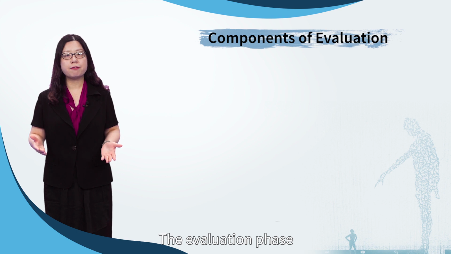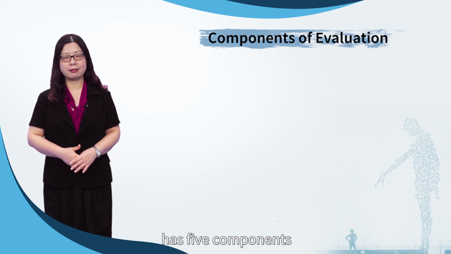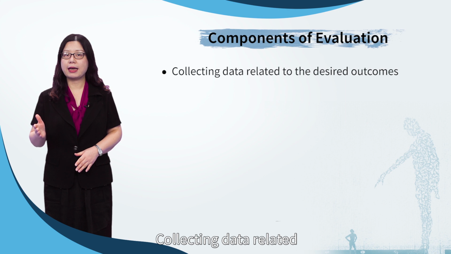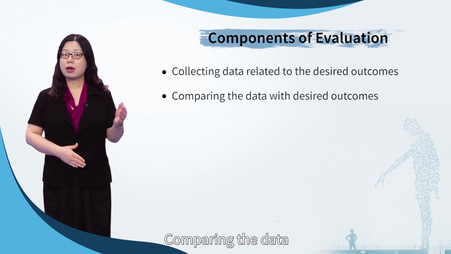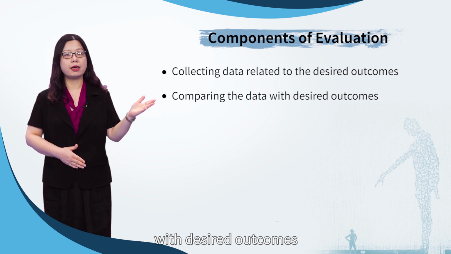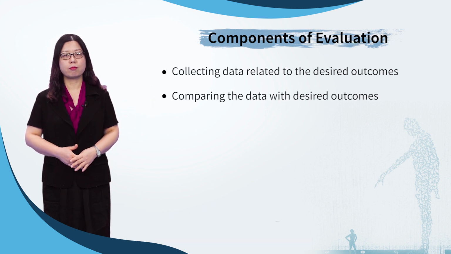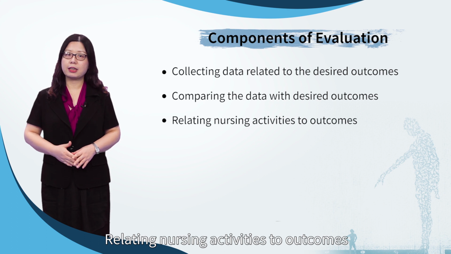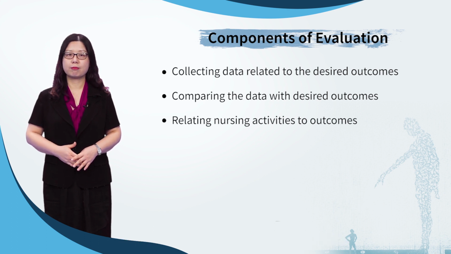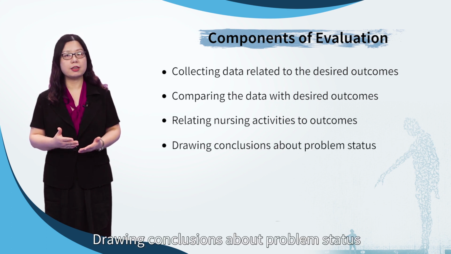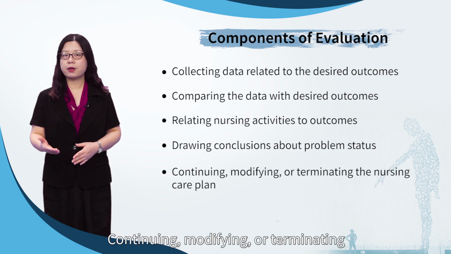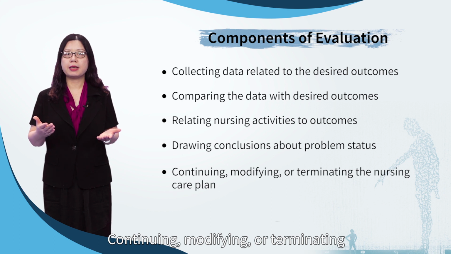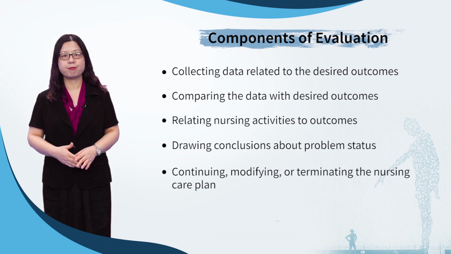The evaluation phase has 5 components. Collecting data related to desired outcomes. Comparing the data with desired outcomes. Relating nursing activities to outcomes. Drawing conclusions about problem status. Continuing, modifying, or terminating the nursing care plan.